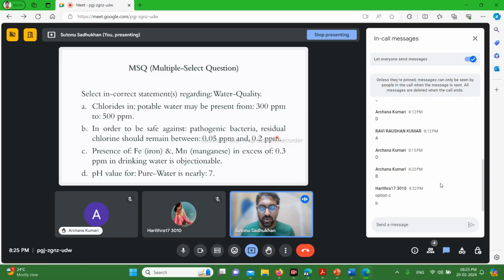Which one or two among these statements are incorrect with respect to water quality, specifically water that is used for drinking or household purposes? Which one do you think? Please type your answer in the chat box, both of you. One or more than one, because it is an MSQ, so more than one option may be incorrect, as it has been asked. I'll wait for 2 minutes.